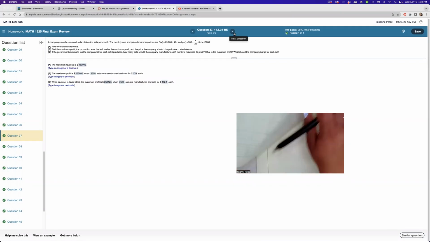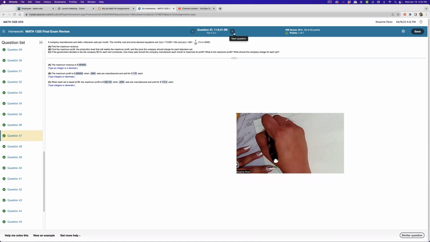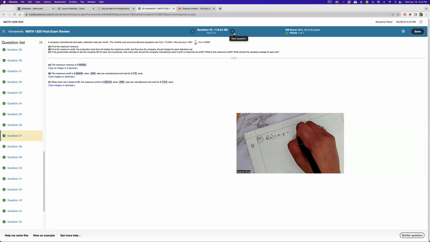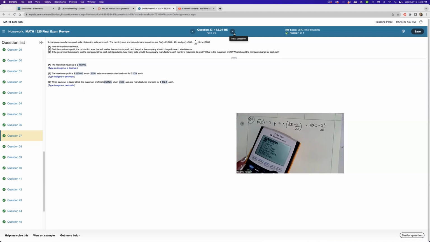Okie dokie. 37. Okay, a company manufactures and sells television sets per month. Monthly cost and price demand equations are given. Find the maximum revenue. So again, revenue is X times P. They gave us our P, so X times 300 minus X over 20 equals 300X minus X squared over 20. And test strategies, we're plugging it into the graphing calculator.